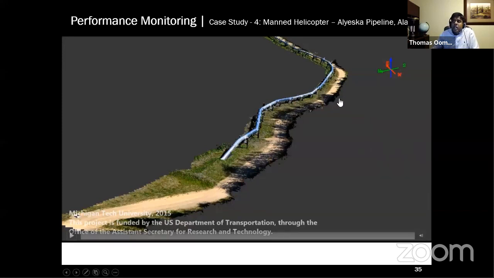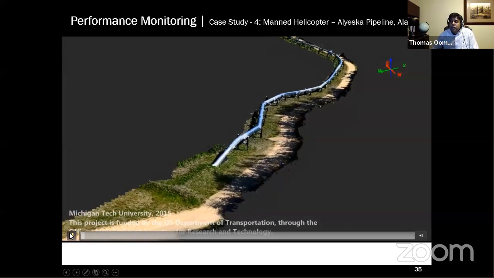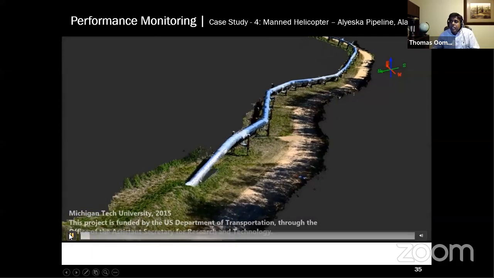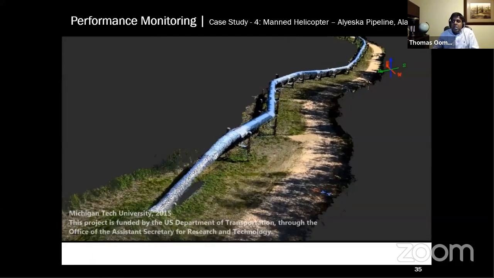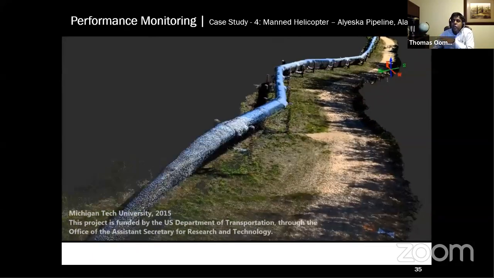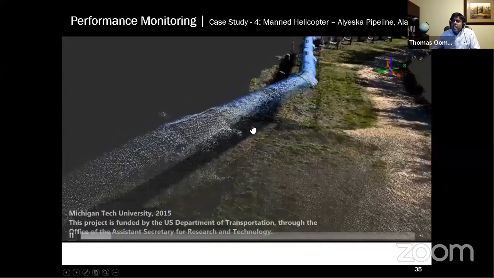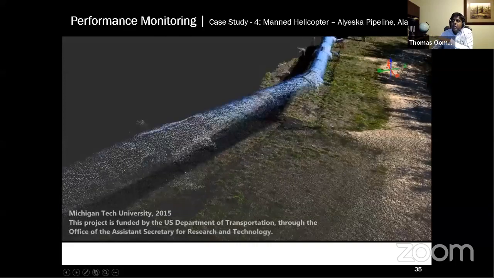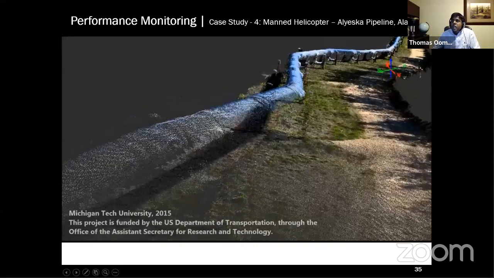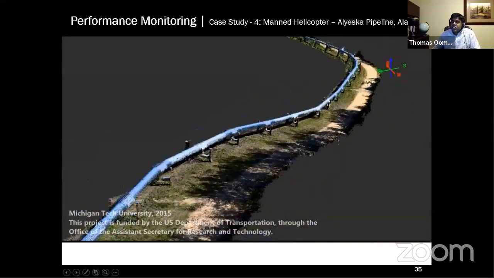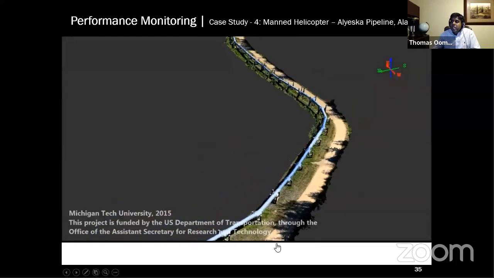But there are situations where some areas do fail. So monitoring the stability of this pipeline is critical. And again, we used the photogrammetry approach to fly a drone and capture the data and measure how the pipeline is performing over time. You can actually measure every single point on the pipeline and see over time whether the pipeline is remaining stable or not.